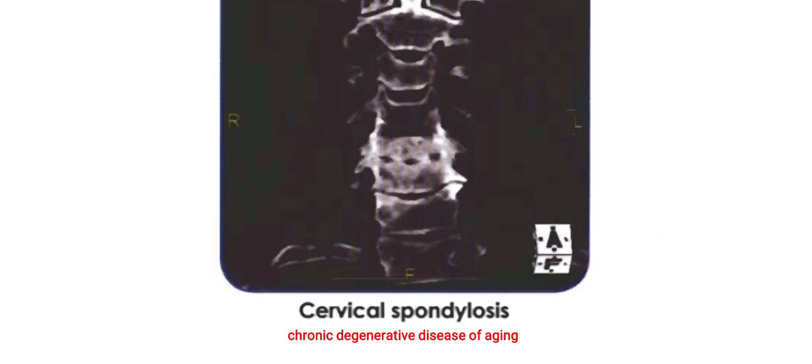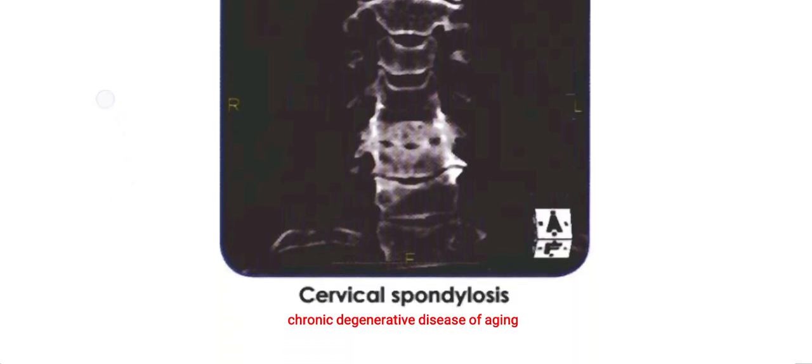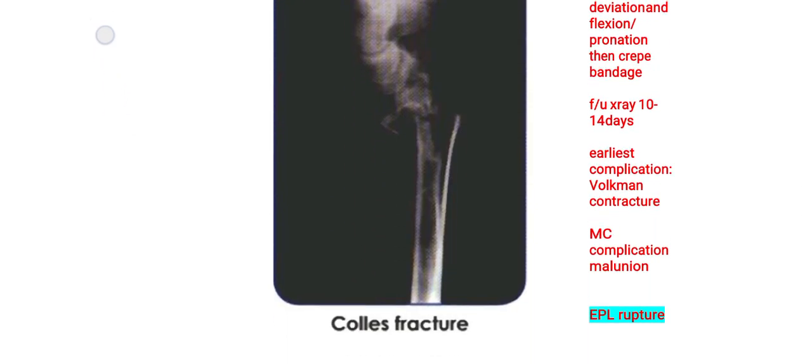Another picture of a dislocated acromioclavicular joint. Here you can see the acromioclavicular joint. This is a case of cervical spondylosis, a chronic degenerative disease of aging. This is the Colles fracture.